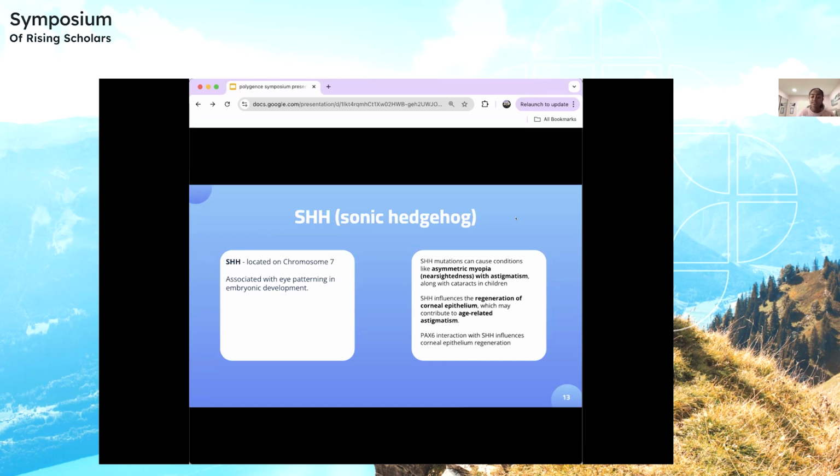And this can also develop a connection with age-related astigmatism. And that's something I found really interesting. So to explain, as we age, our cornea starts to regenerate, but this regeneration process slows down and the cornea can change its shape. And when sonic hedgehog has a mutation or a function that slows down with age, it can cause corneal curvature to be less stable, which can ultimately cause an irregular corneal curvature structure to form, which could lead to astigmatism.